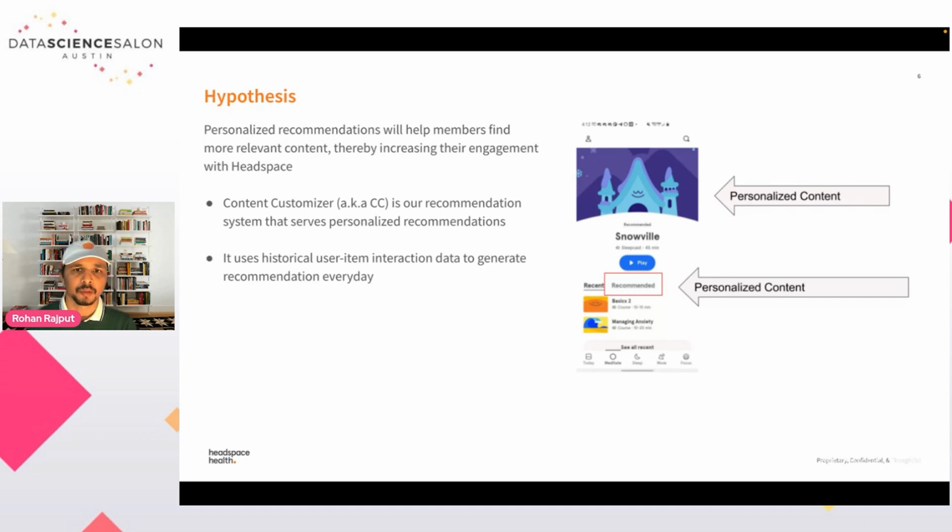So to test that hypothesis, we created Content Customizer, which is our recommendation system that serves online personalized recommendations to our users. And it uses historical user-item interaction data.